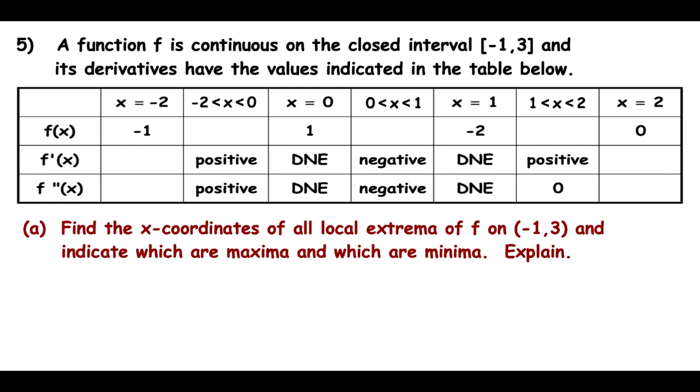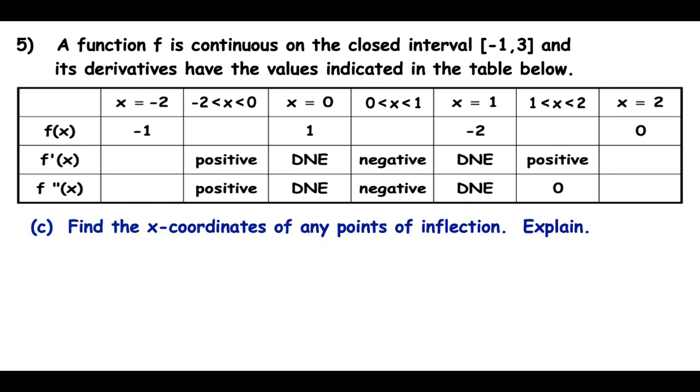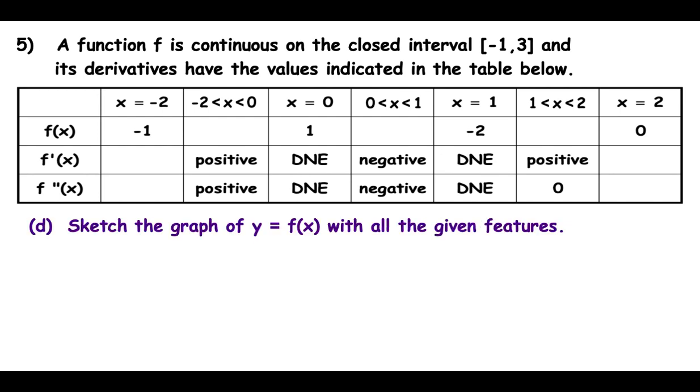This is a 4-part problem. We want to find all local extrema, maxes and mins. We just need the x coordinates, although honestly I could provide both if I wanted to. Part B, give me the intervals on which the function is concave up or concave down. Part C, we want the points of inflection, just the x coordinates. And then finally part D, sketch the graph that has all the given features.